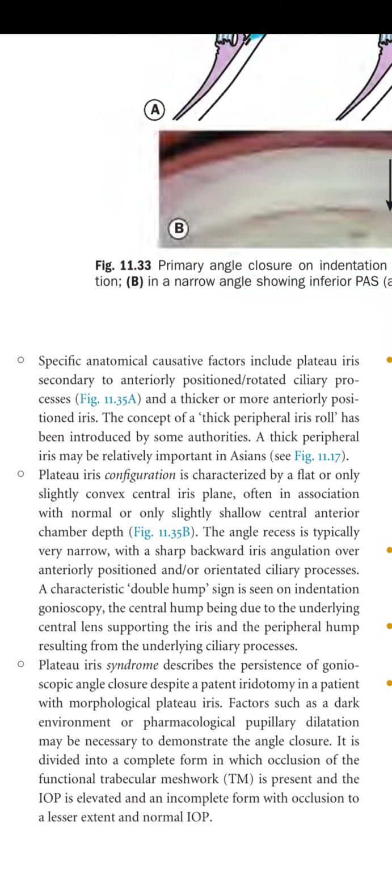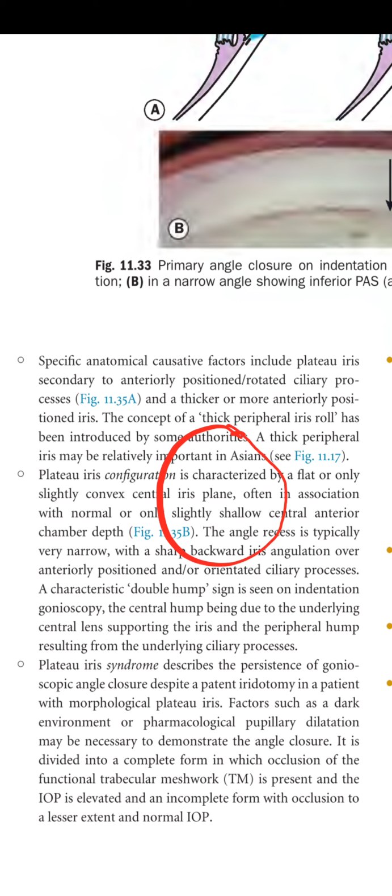The angle recess is typically very narrow with a sharp backward iris angulation over anteriorly positioned or oriented ciliary processes. A characteristic double hump sign is seen on indentation gonioscopy: a central hump due to the underlying central lens supporting the iris, and a peripheral hump resulting from the underlying ciliary processes. So why is the double hump sign produced?